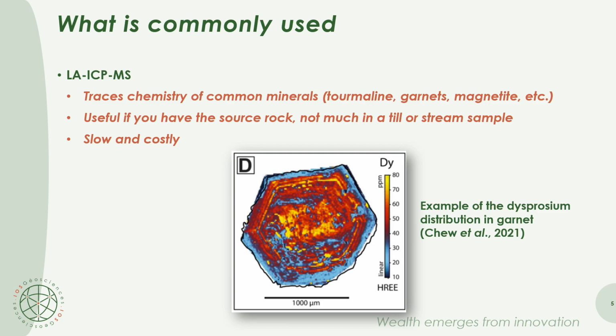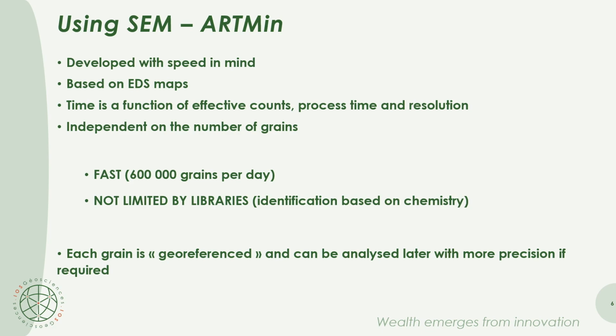But when you work with till, with detrital, it could be stream sediments, you don't know where it comes from. So you don't want to spend money analyzing all the magnetite grains in your sample. It will cost way too much. And it's slow. So we decided to use the SEM, scanning electron microscope, to do the mineralogy of the heavy mineral concentrate.